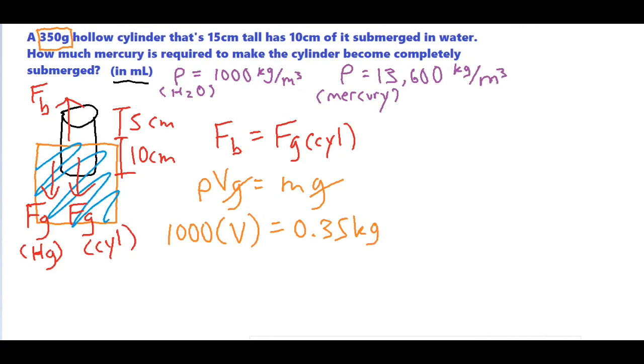Now, I can't really go too much farther. So what I'll do is a little substitution and substitute in the area times the height for our volume. And then now we have 1,000 times the area and then times our height. Our height that's submerged is 10 centimeters. So I'm going to go ahead and divide that by 100 and call that 0.1 meters, so that we're all in our standard units of kilograms and meters.